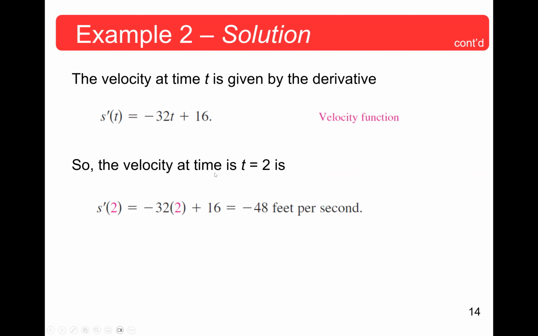So for the velocity at the time t equal to 2, we substitute 2 in our first derivative function. So s prime of 2 will give us negative 32 times 2 plus 16. So it will be negative 48 feet per second.